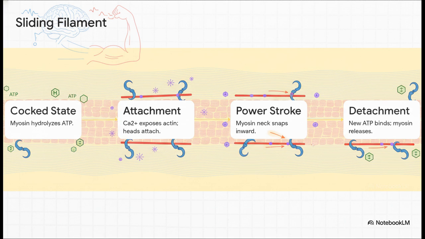Then comes the power stroke. The myosin neck physically snaps inward, pulling the actin filament roughly 10 nanometers towards the center. Finally, a new ATP molecule binds, releasing the head to start the entire incredible microscopic cycle all over again. It is literally pulling your muscle fibers shorter.